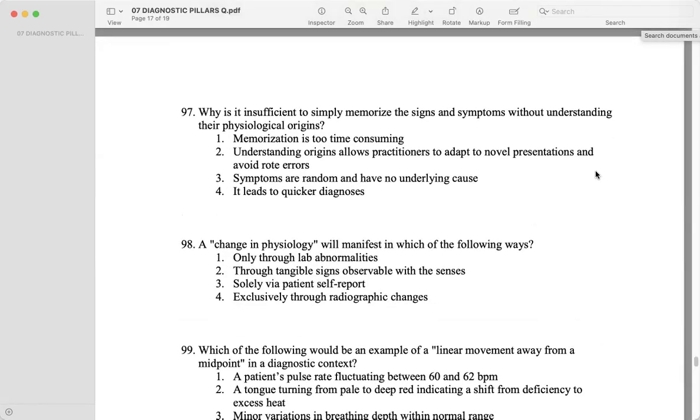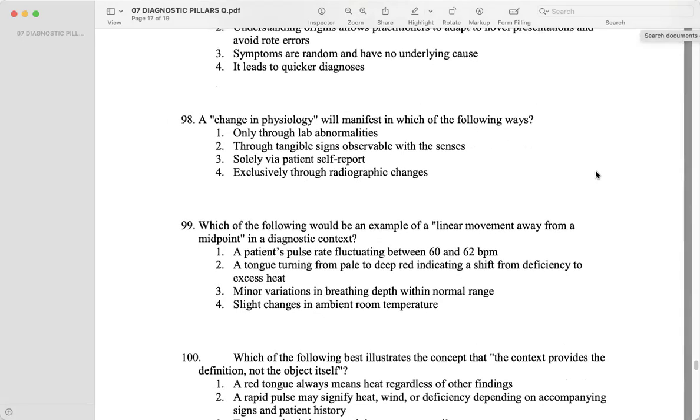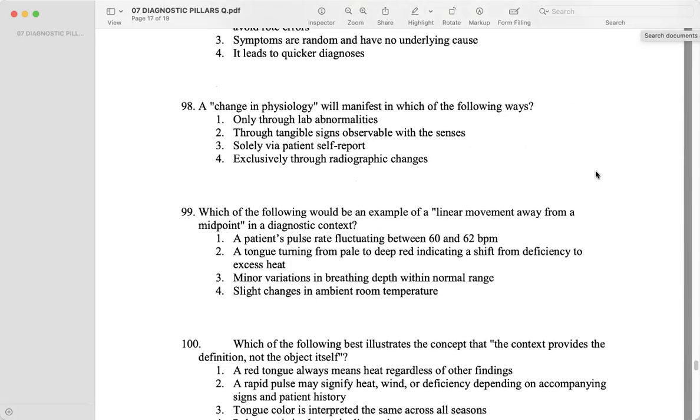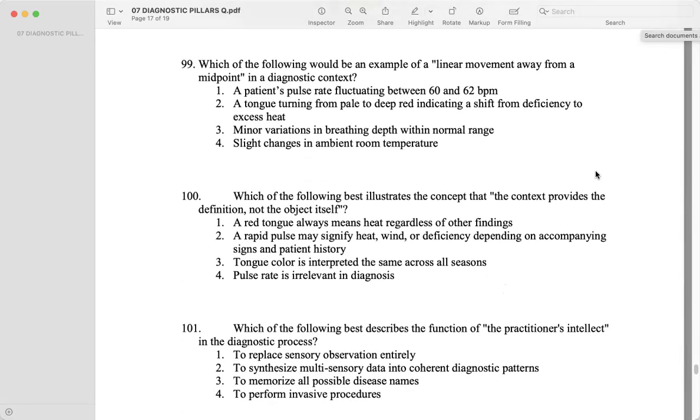Why is it insufficient to simply memorize signs and symptoms without understanding their physiological origins? Understanding origins allows practitioners to adapt to novel presentations and avoid errors. A change in physiology will manifest in which of the following ways? Through tangible signs observable with the senses. Which of the following would be an example of a linear movement away from a midpoint in a diagnostic context? A tongue turning from pale to deep red, indicating a shift from deficiency to excess heat.